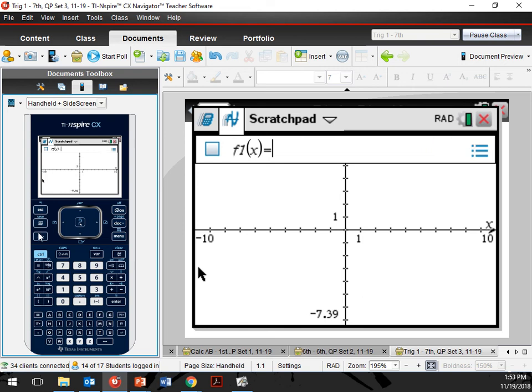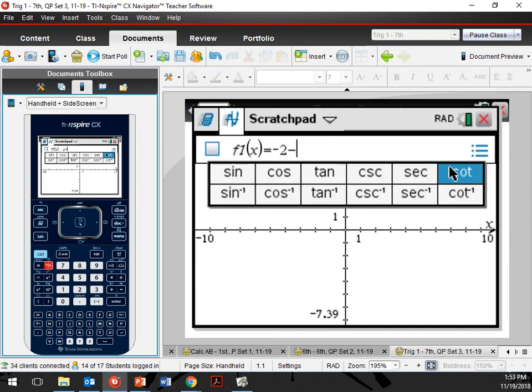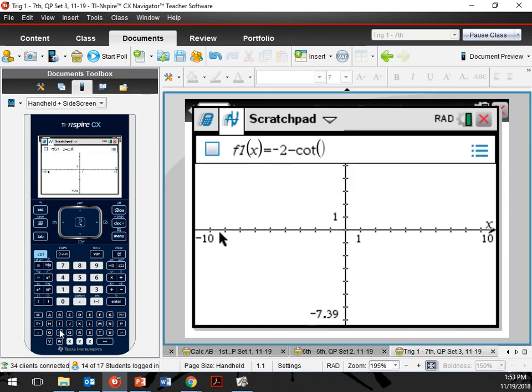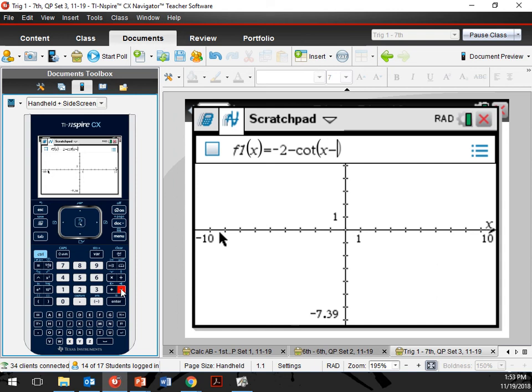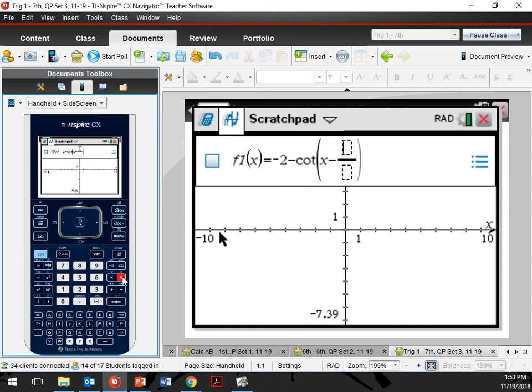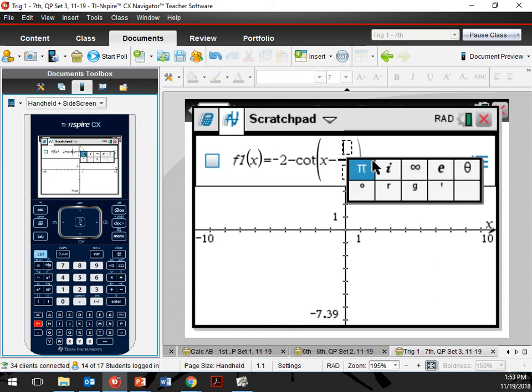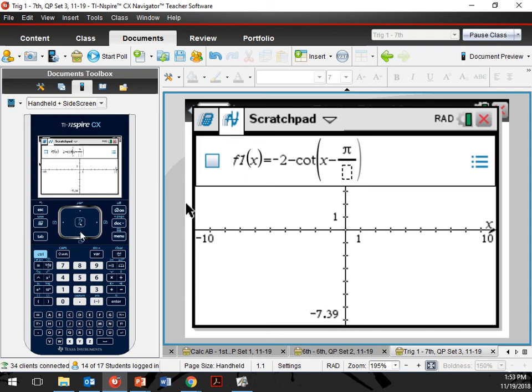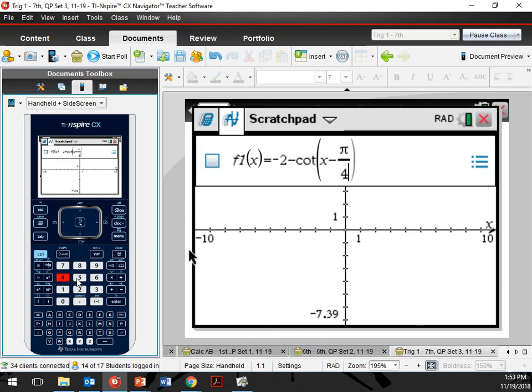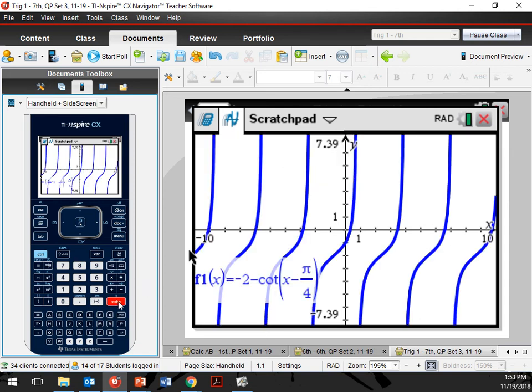So let's try my function. What was my function? Negative 2 minus cotangent of x minus pi over 4, right? These calculators are smart enough to do stuff like this? Everything. And I just have to show you guys how to do it. So if you're sleeping through this, sucks for you.